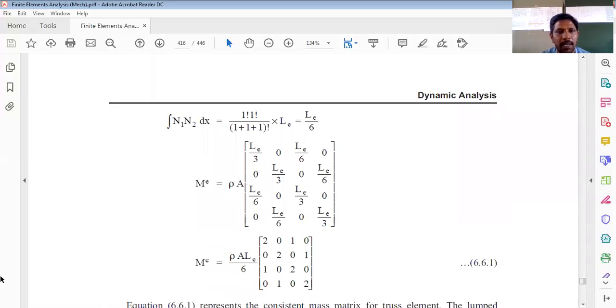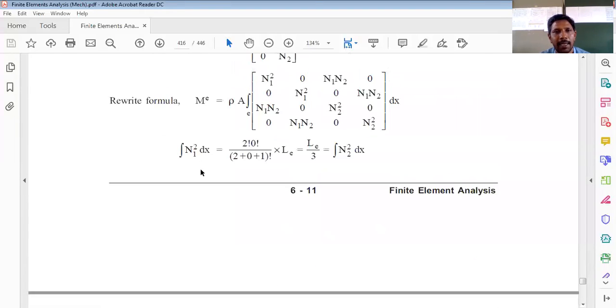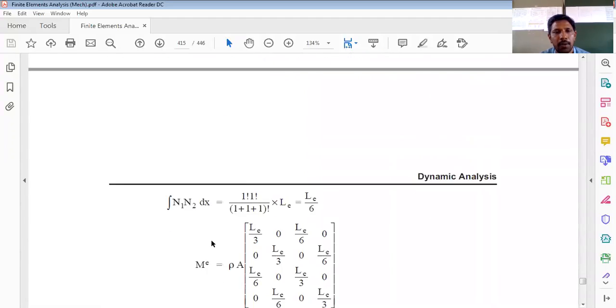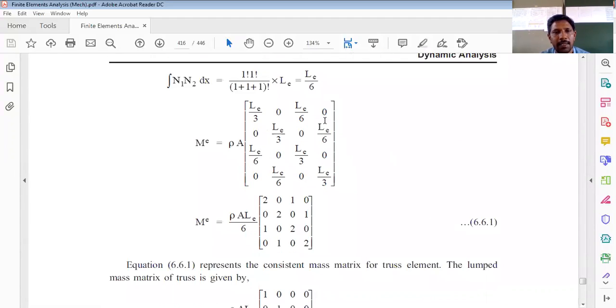When you substitute here, m is equal to rho A. When you substitute back in the multiplied equation, we will get the value. This has the value rho A L by 6 times the matrix 2 0 1 0; 0 2 0 1; 1 0 2 0; 0 1 0 2.